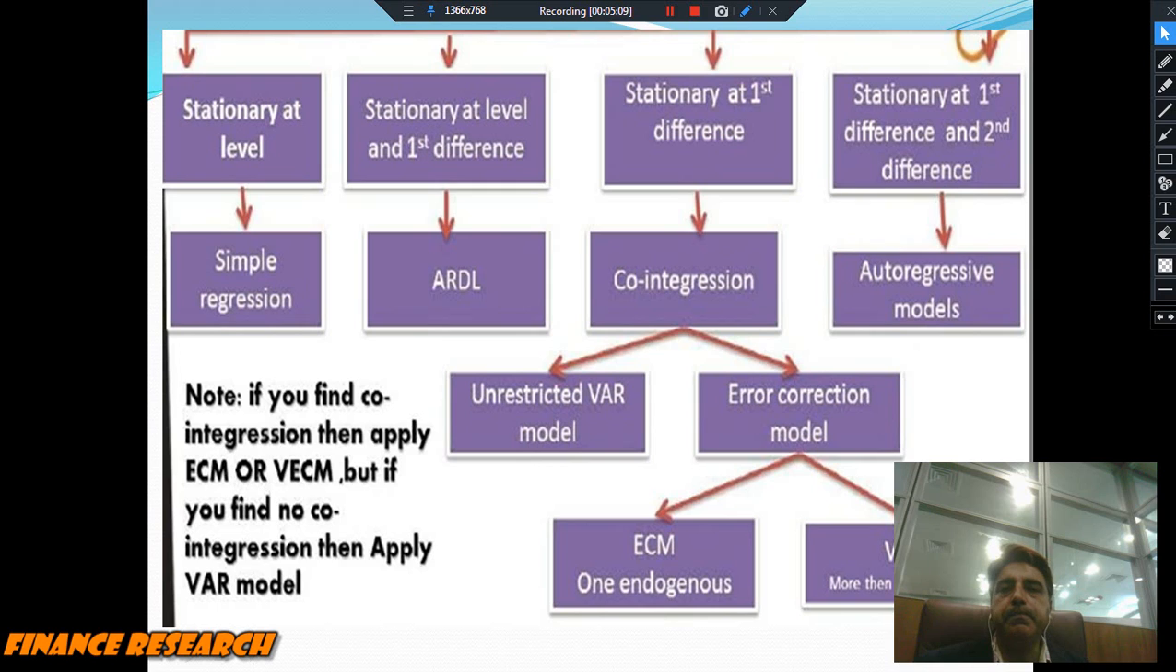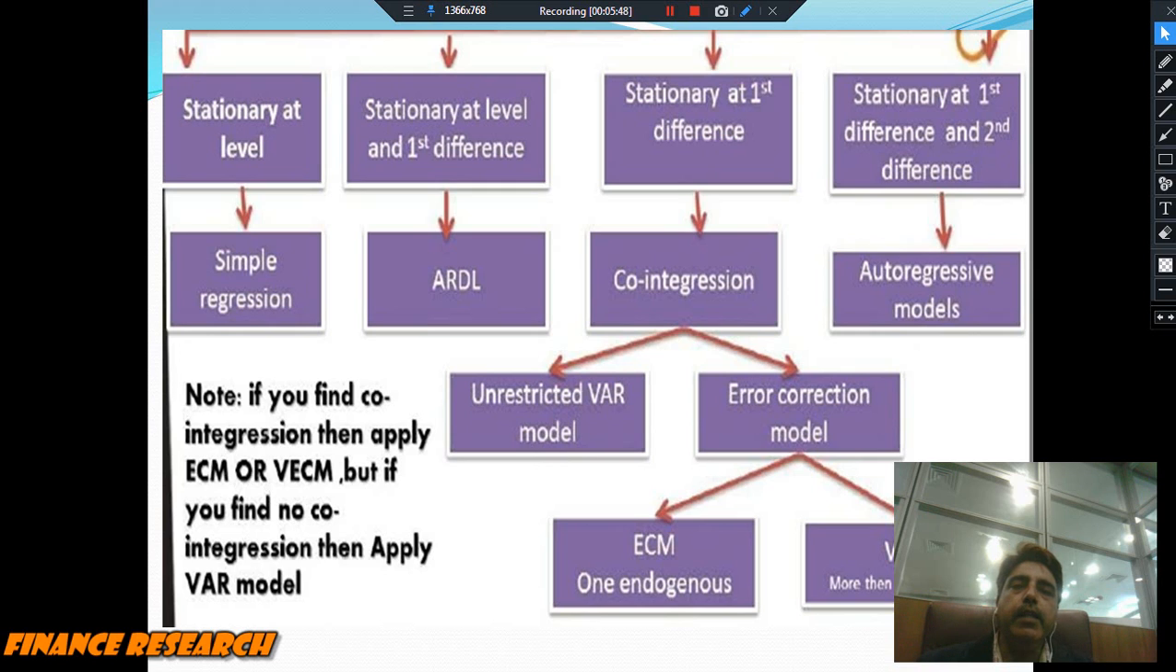So if this is a flow chart, if your residuals are found to be stationary at level, what will you apply? You will apply OLS, the ordinary least square method, in order to find out the significant relationship between the variables. If there are two variables, for example, dependent and independent variable, you will apply that. Otherwise, if there is one dependent variable and many independent variables, then also it can be found out what the actual relationship between the variables is.